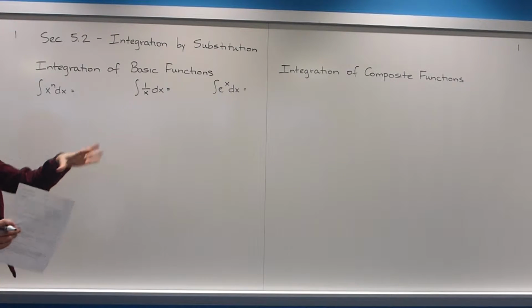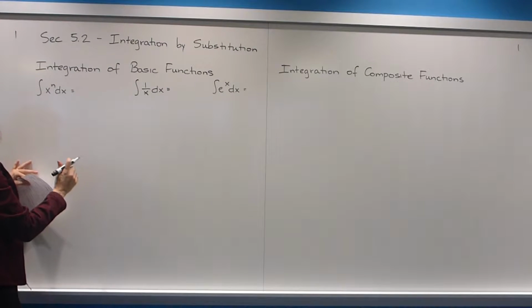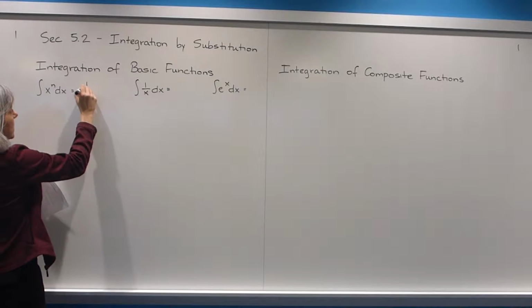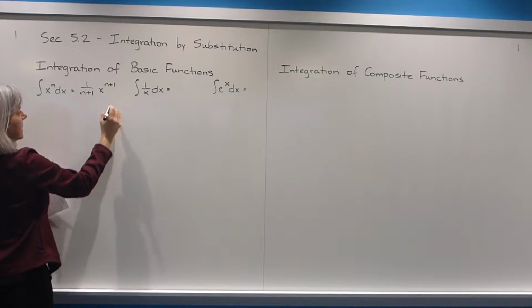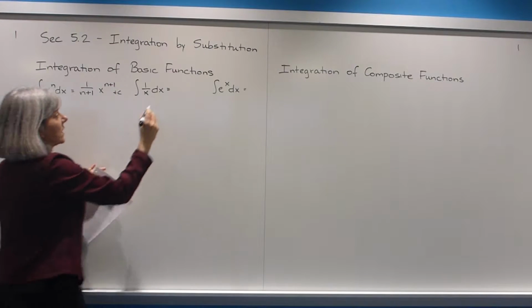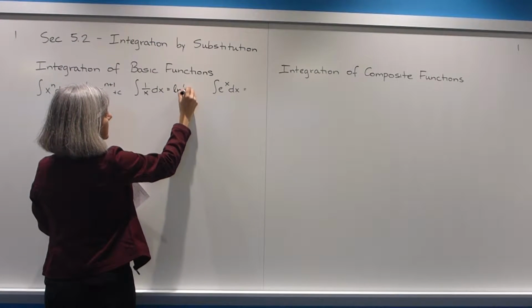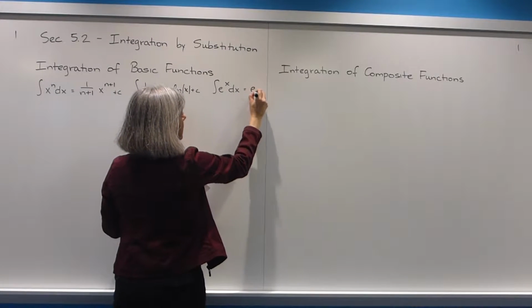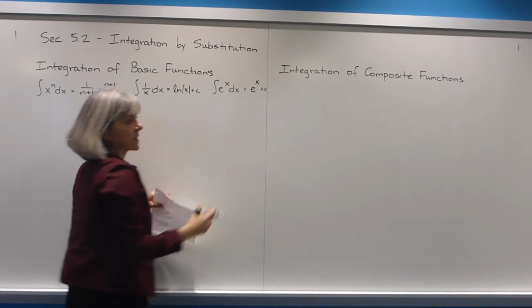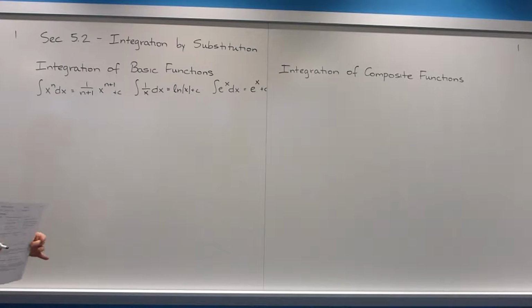We know three. We know the integral of x to the n would be 1 over n plus 1, x to the n plus 1, of course, plus c. This one would be ln absolute value of x, plus c. And the integral of e to the x is simply e to the x plus c. So these are the basic functions that I know.